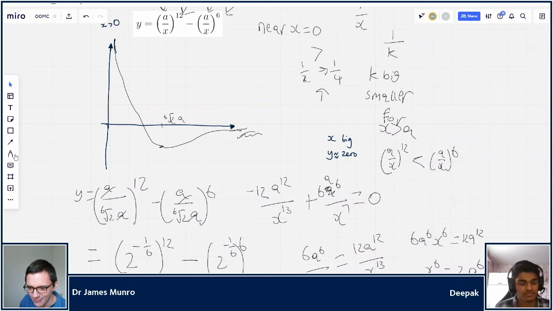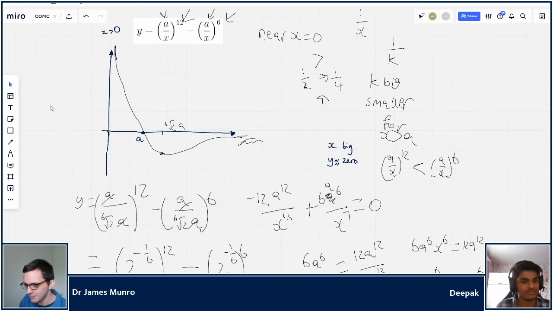I reckon, by the way, I've got a feeling this point is a. Oh yeah, you could solve that. They'd both be one. Yeah, that is nice. And this is a function that blows up near 0, it decays for large x, and it has one turning point.